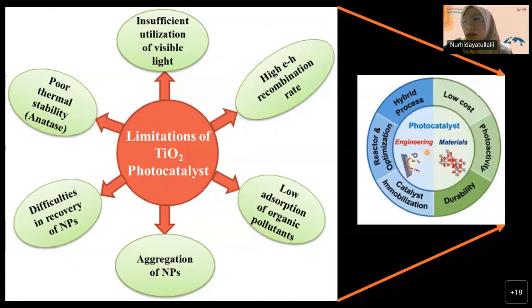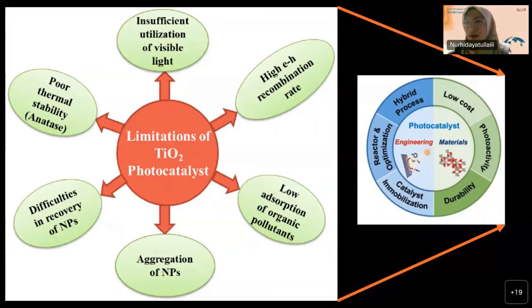The next one is the high electron-hole recombination rate. This happens in the crystalline side of the TiO2, and it will make the system unstable over a long period of treatment. It also has low adsorption for organic pollutants. So some modification needs to be done on the surface of the TiO2 to make sure that it can adsorb more organic pollutants with different active surfaces.